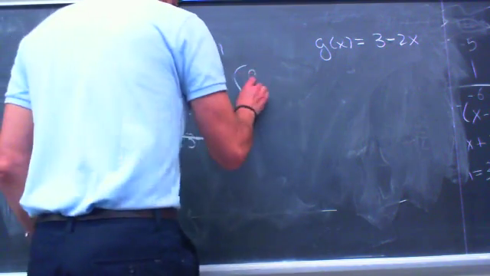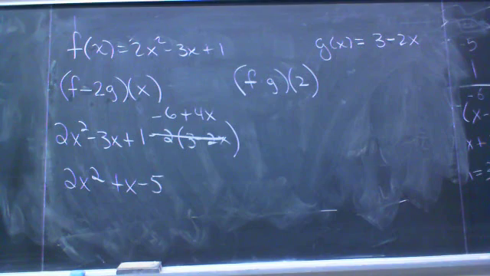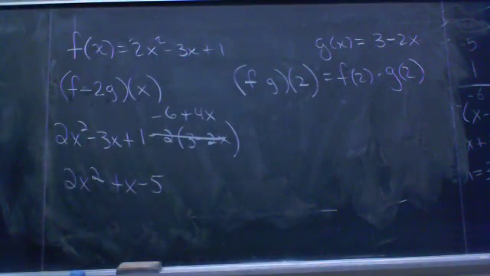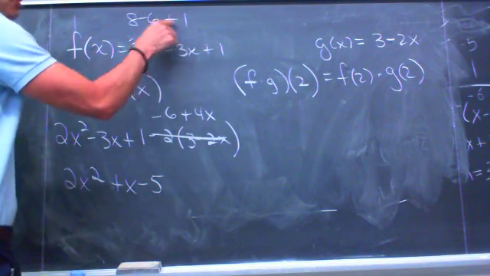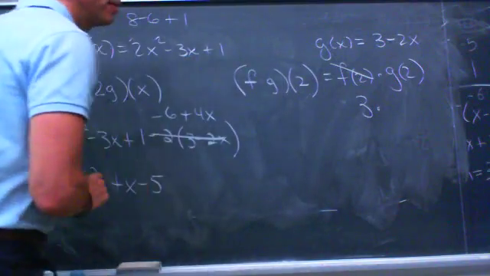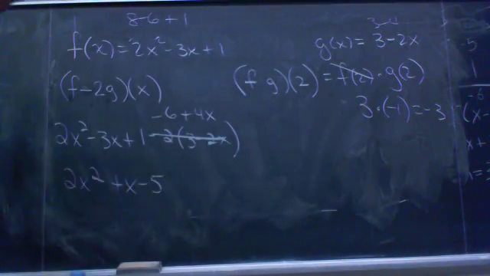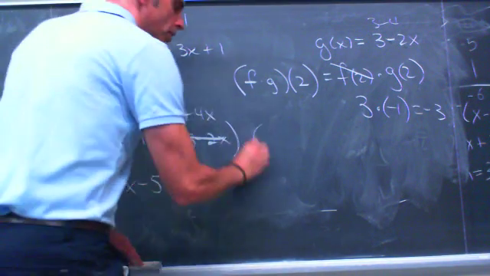Next, f times g at 2. What would that mean notationally? F times g at 2. What would that mean? Yes, it means f at 2 times g at 2. So putting 2 in, I get 2 squared is 4 times 2 is 8 minus 6, that's 2 plus 1 is what? 3. 2 into here would be 3 minus 4 or negative 1. And what would my answer be then? Negative 3, right?